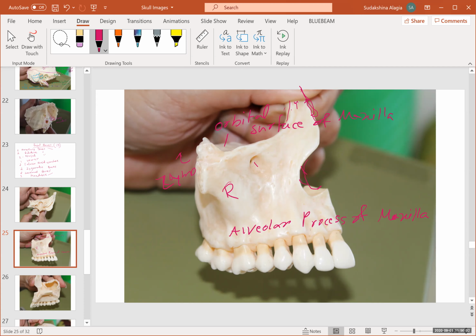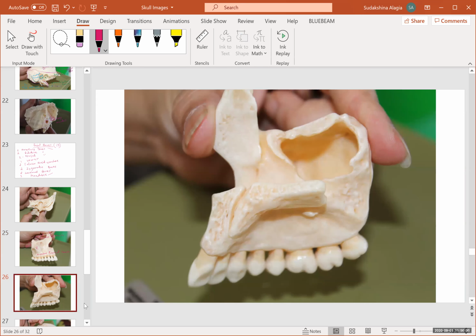Now let's turn this bone. We are looking at the interior of the same bone that we just looked at from the exterior aspect. So this is internal. You can see the teeth. We already know that's called the alveolar process of the maxilla. I'm not writing "of maxilla," just alveolar process.